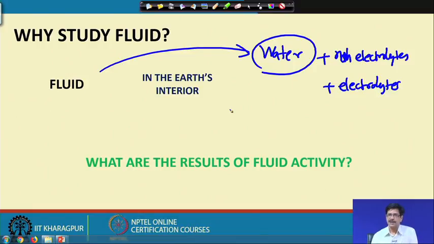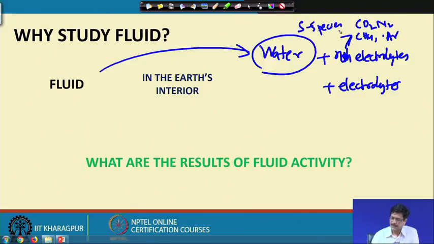by virtue of the higher pressure and temperature conditions, they have a very substantial portion of these various types of non electrolytes, which are gaseous species like carbon dioxide, methane, sometimes nitrogen, argon, and many of the sulfurous species. They all remain dissolved in substantial quantity in the water, which does a lot of activity and gives rise to a lot of processes.